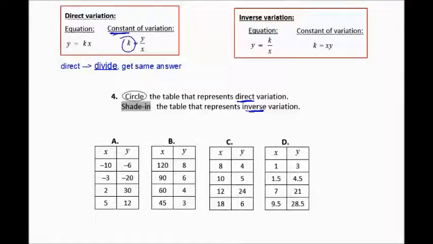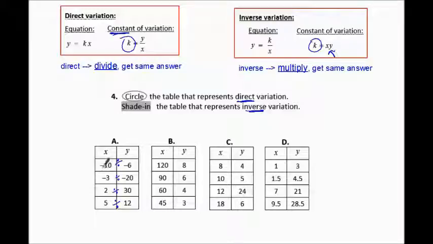For inverse variation, you should be able to multiply to always get the same number. Look at the multiply right there. So let's write that down. For inverse, you multiply to get the same answer. So what we're going to do in each one of these tables is we're going to start dividing the numbers. Divide all of them, and see if we get the same number. If we do, then it's direct. If we don't, then we try multiplying all the numbers.